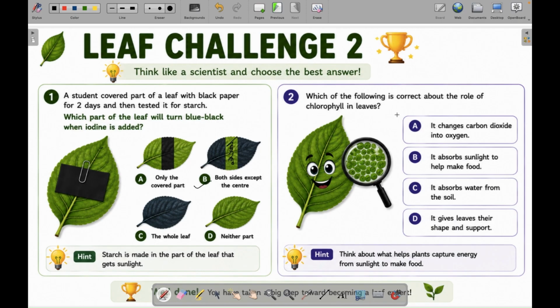Right? Which of the following is correct about the role of chlorophyll in leaves? It changes carbon dioxide into oxygen. No, that is done by stomata and then via photosynthesis. It absorbs sunlight to help make food. Yeah, that is the function of chlorophyll. Right, it is responsible for absorbing sunlight, and it is also responsible for providing the green color to the leaves. It absorbs water from the soil. No, that is done by the roots. It gives leaves their shape and support. No, it is the midrib that does it.